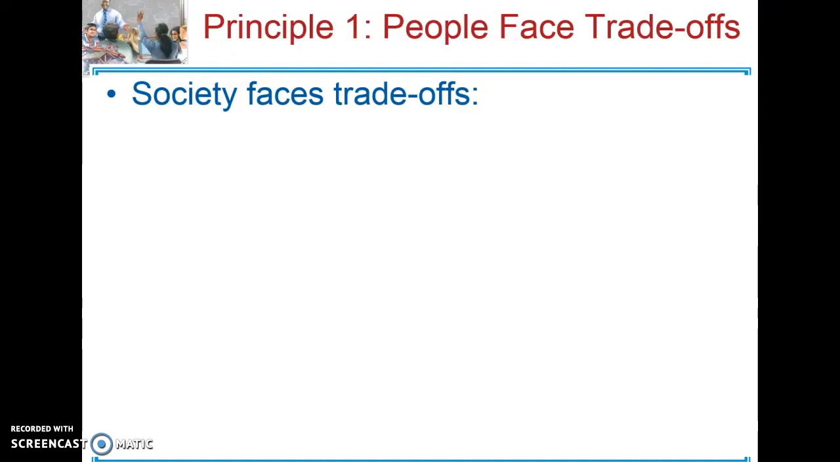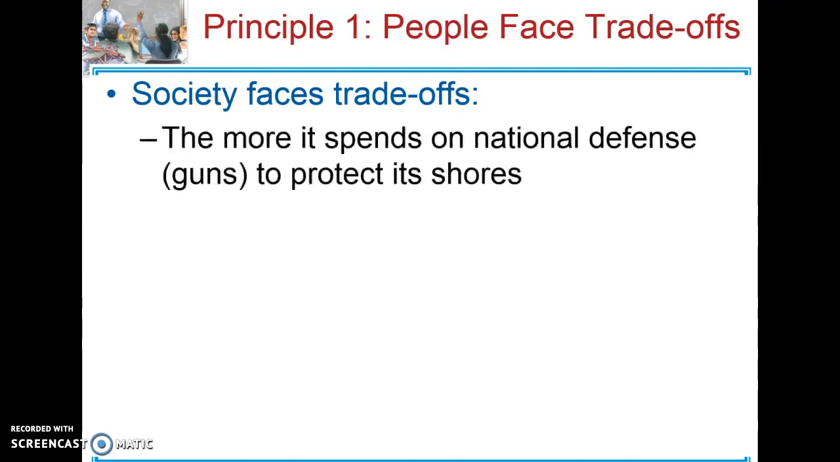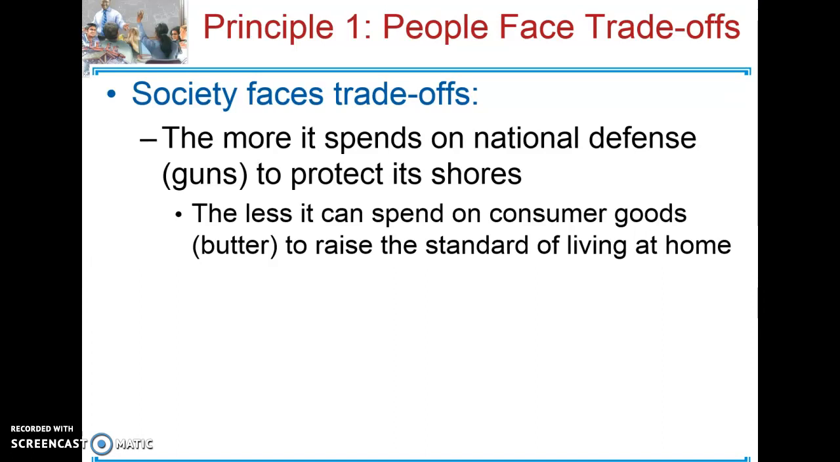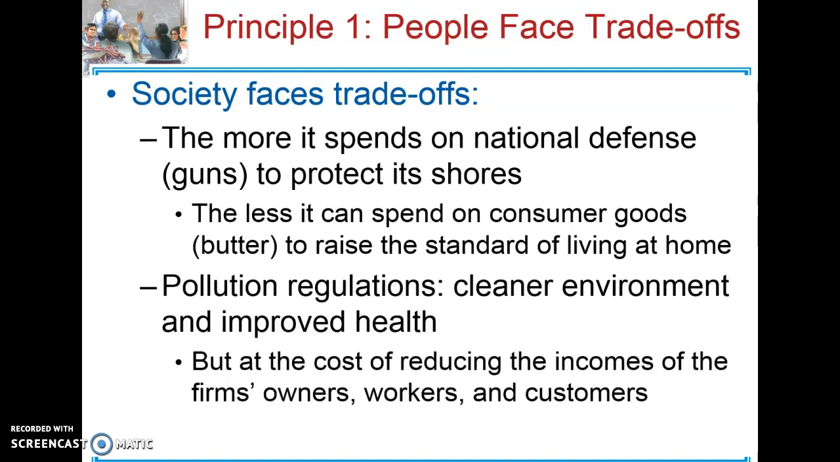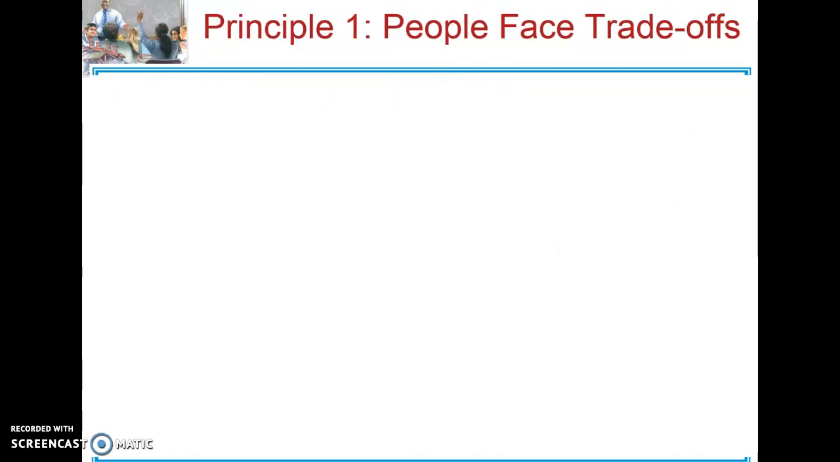Society faces trade-offs. The more money that we spend on national defense to protect our shores, the less money that's spent on consumer goods. Again, pollution regulations: you want to clean up the environment, but that's going to be at a cost of reducing the incomes of those businesses that are polluting, the workers and customers as well.